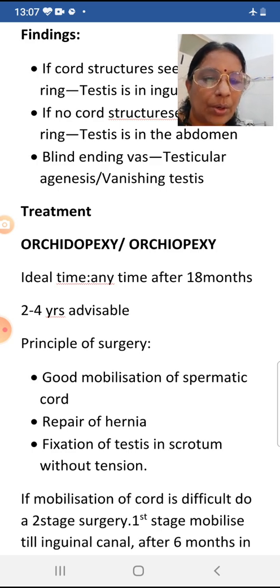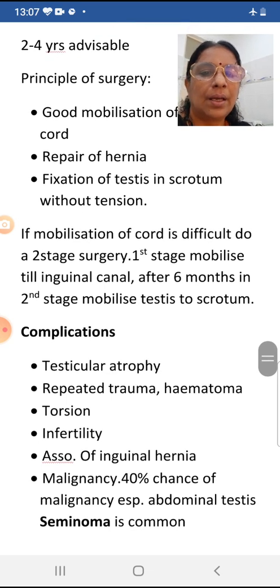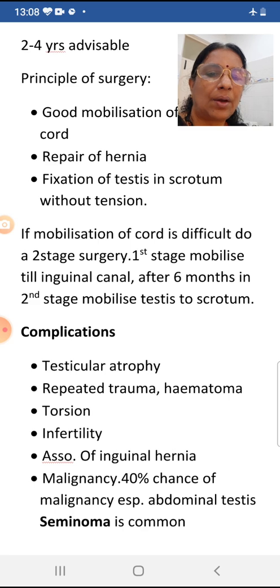Sometimes it may not be possible if it is a short spermatic cord. It is very difficult to bring it to the bottom of the scrotum at the first surgery. So at that time we do the surgery as a 2-stage operation. In the first stage, we mobilize the cord till the inguinal canal, and in the second stage, after 6 months, you mobilize the testis from there to the scrotum.